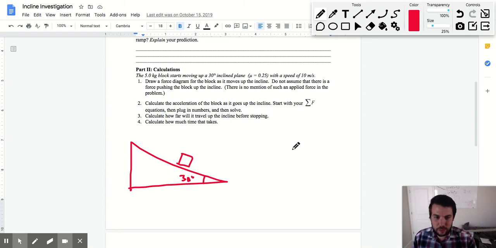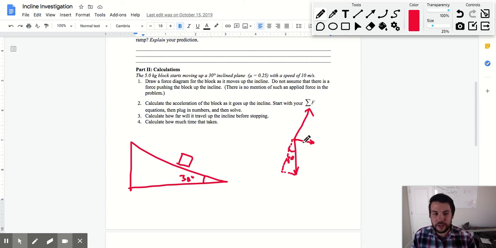So let's talk about the forces that are acting on this block. We should have a force of gravity straight down, a normal force, and a force of friction. Now the block is sliding up the ramp, so the friction goes down the ramp. So let's talk about what that looks like in terms of our components of gravity. I've got my perpendicular component and my parallel component, and again, remember, this is 30 degrees.